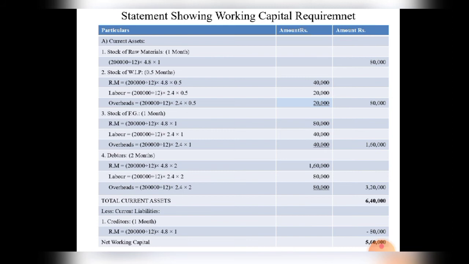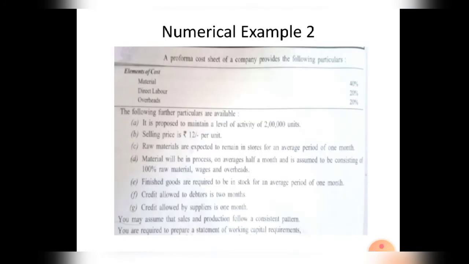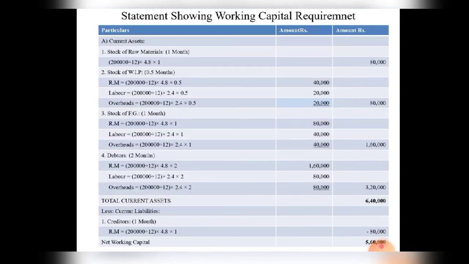Then the fourth current asset is debtors. Now regarding debtors, the information given is F point. Credit allowed to debtors is 2 months. So we take into brackets 2 months. Now for debtors also we have to calculate the investment as per the elements of cost. So raw materials, 2 lakh units per year divided by 12 months in a year into cost of raw material is 4.8 per unit into 2 months. So that comes to rupees 1,60,000 in the inner column.